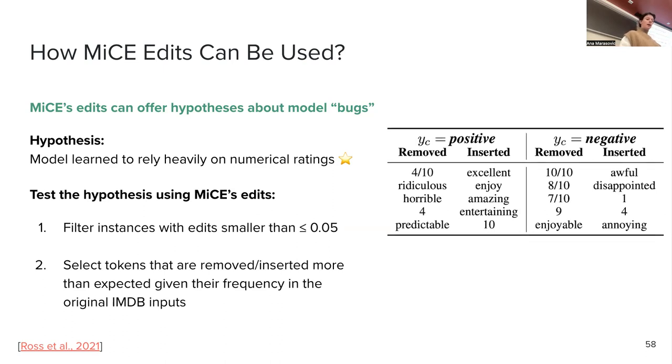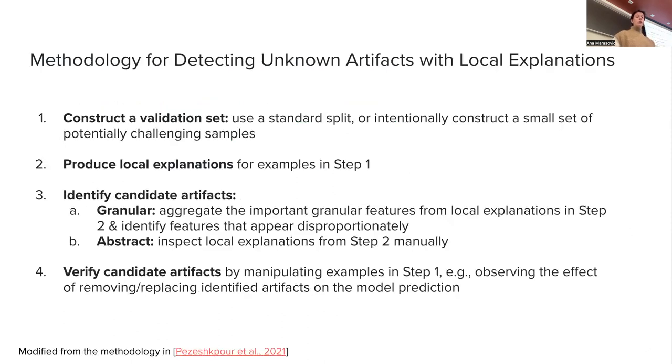Here we had a hypothesis that numerical ratings are leaking the label of a sentiment review, and we have verified that, which is just one example of how you can use these local explainability methods for this kind of model debugging, where you can find these tokens that are disproportionately more important according to your local explainability methods relative to how many times they appear in the training data. So this methodology can be used for more than just mice edits.